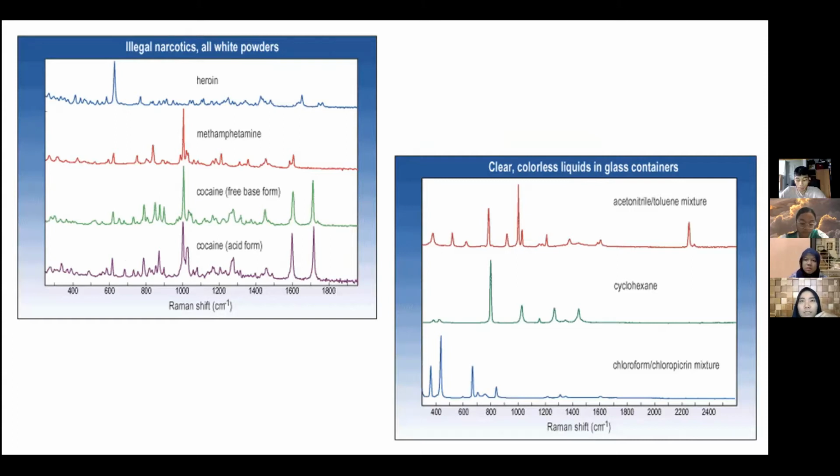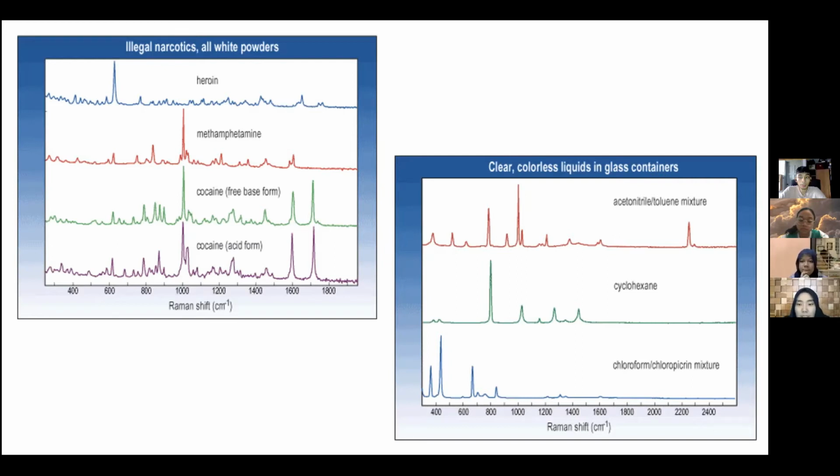Or in other words, it can be said that in Raman spectroscopy, we also have a table of frequencies for the functional groups. Then, as you can see, we have three spectra in the graph, which after being analyzed, we can see are acetonitrile, cyclohexane, and then the chloroform or chloropicrin mixture.